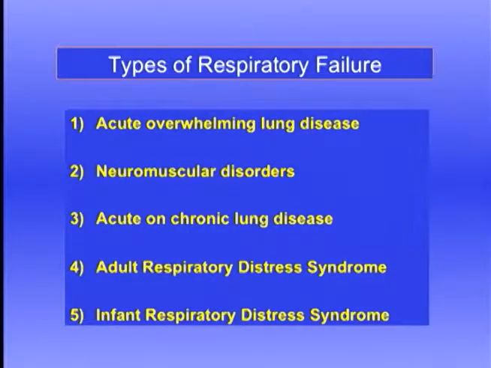if we can improve the PO2 in the diaphragmatic muscle, in the diaphragm, the muscle of the diaphragm, then we can improve the situation as far as fatigue is concerned. Now let me move to the various types of respiratory failure. And here's a classification that is quite useful. You can have acute overwhelming lung disease, neuromuscular disorders, acute on chronic lung disease, adult respiratory distress syndrome, or the infant respiratory distress syndrome. And we're going to look at each of these in turn.